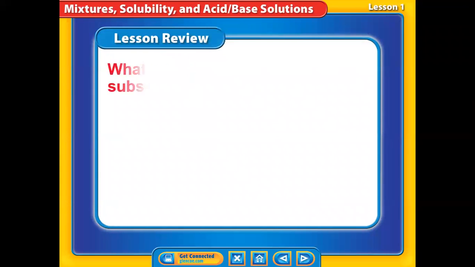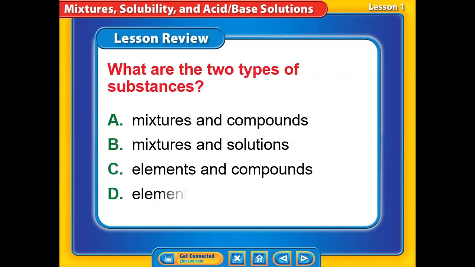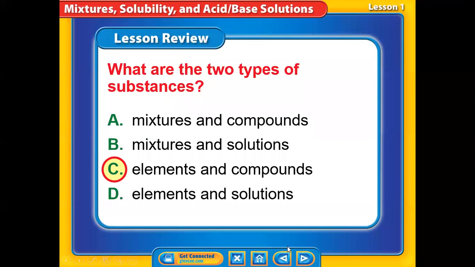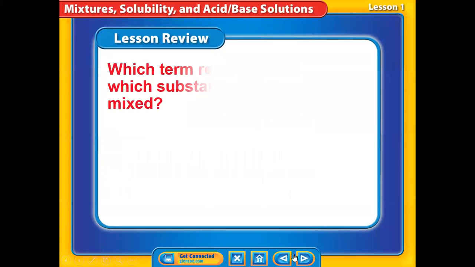We just finished our lesson. Let's try to answer the following questions. What are the two types of substances, guys? We could classify substances into. Let's see who is raising a hand. Okay, Hannah. C. So the answer is C, elements and compounds. True.